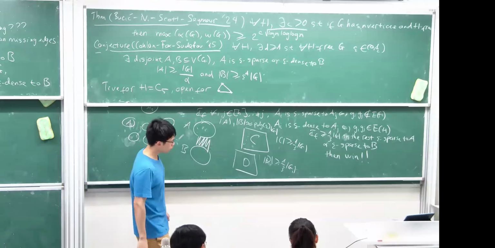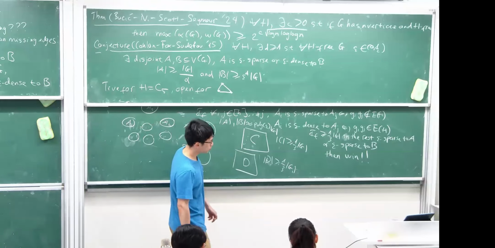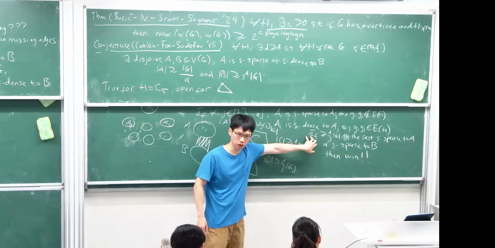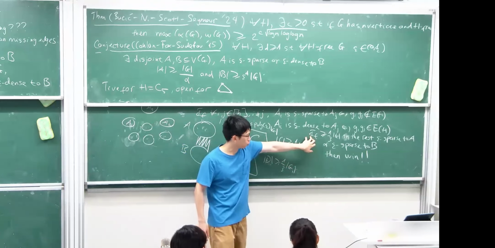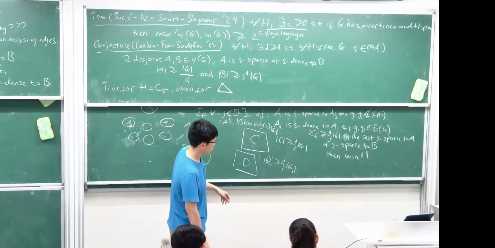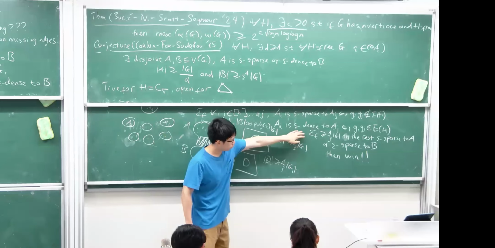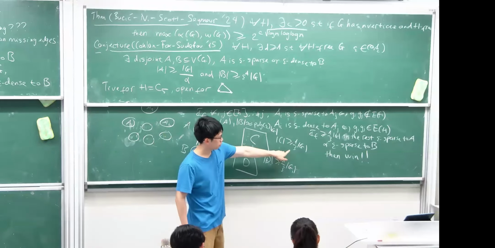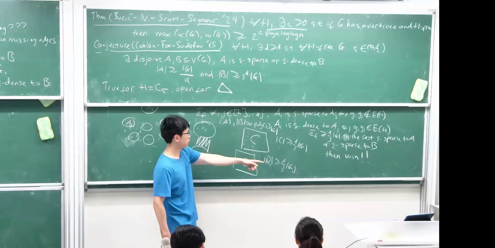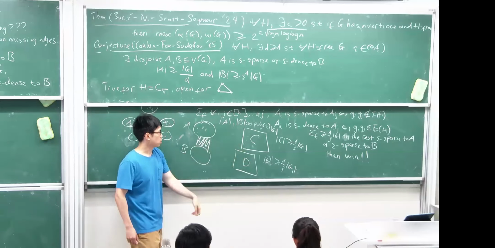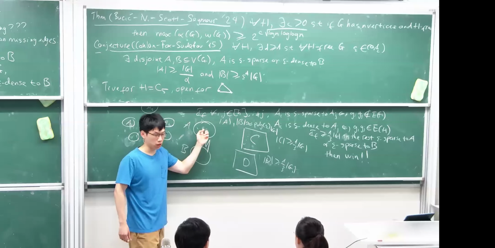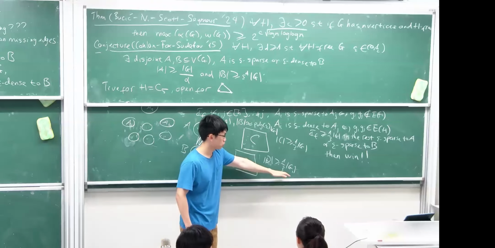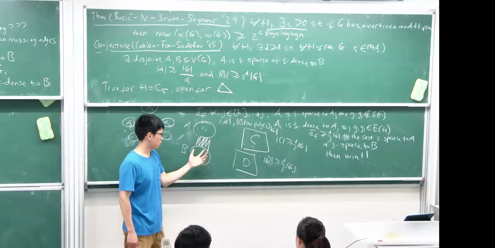So we may assume that this scenario cannot happen. So what is it going to imply? This condition not happening means that fewer than 1/3 of the vertices in the rest of the graph are epsilon sparse to A, and at the same time fewer than 1/3 of the number of vertices in the rest of the graph are epsilon sparse to B.